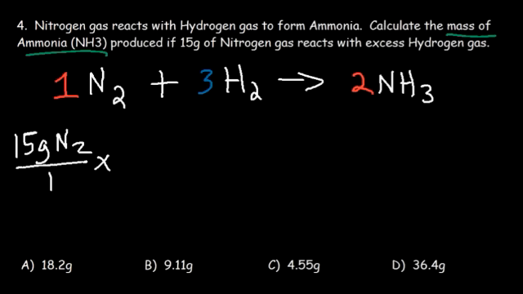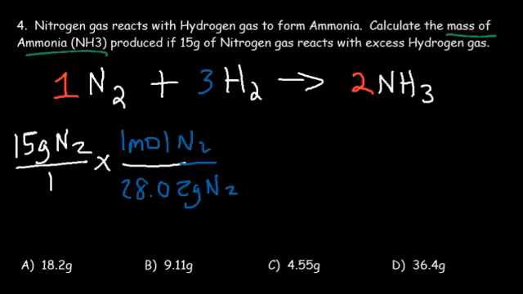So now let's convert grams to moles. Whenever you want to convert grams to moles, you need to use the molar mass found in the periodic table. Nitrogen has an atomic mass of 14, so 2 nitrogen atoms would be about 28. So what this means is that 1 mole of nitrogen gas has a mass of 28.02 grams of N2. Nitrogen is about 14.01 if you want to be more precise. Notice that the units grams of N2 cancel. So right now we have moles.